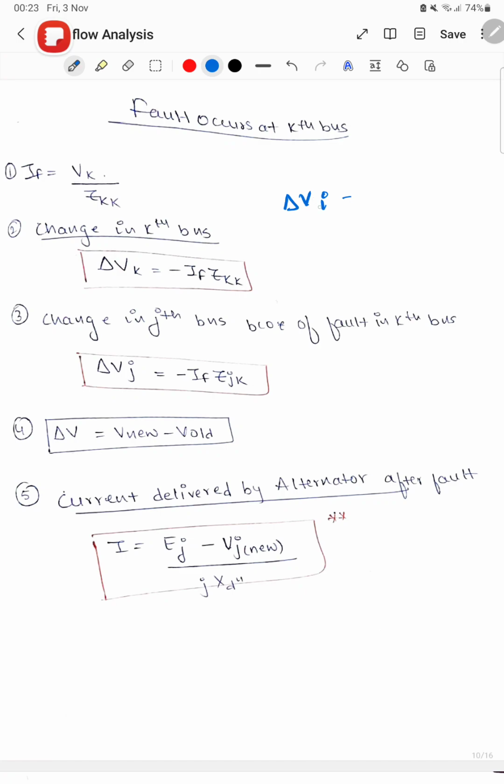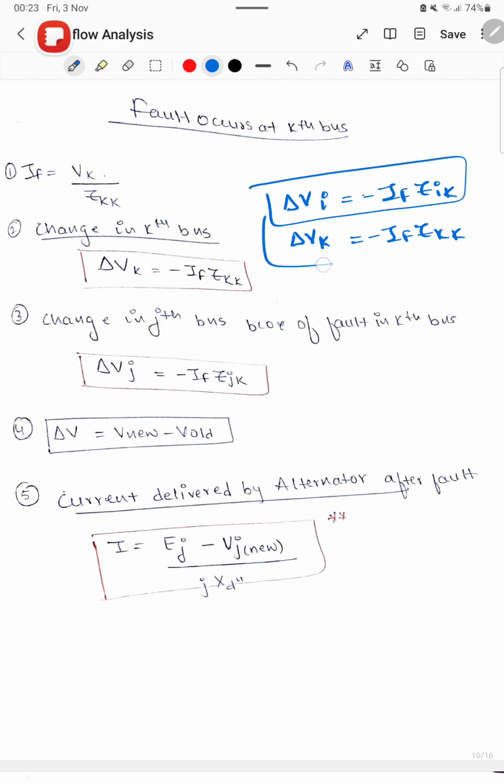If it is kth bus, then what would delta Vk be? Okay, let's generalize. What is delta Vi? Minus If into Zik. So what is the change of voltage at kth bus? That would be minus If Zkk. At a jth bus, we have already discussed.